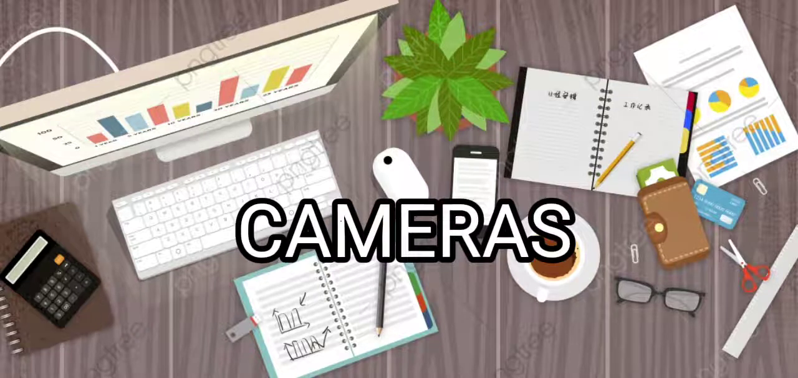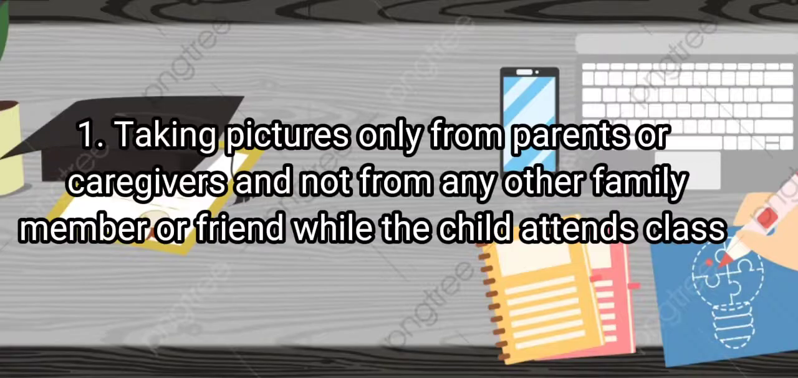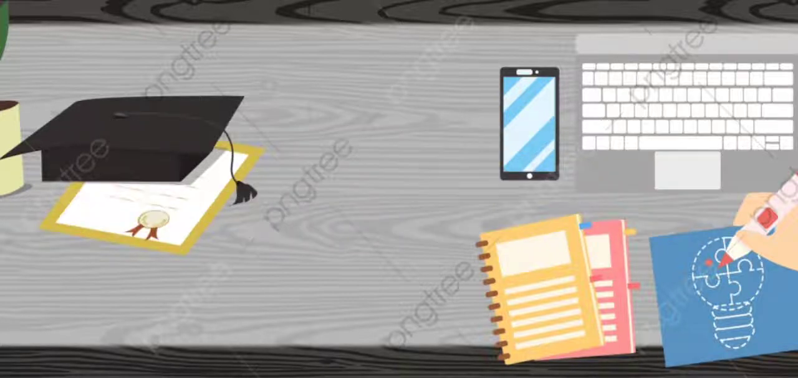The last one is cameras. Number 1, taking pictures only by parents or caregivers and not by any other family member or friends while the child attends class. It means that the pictures they take should be shown to the parents first and foremost and not to other people, so that the child's privacy will not be violated.